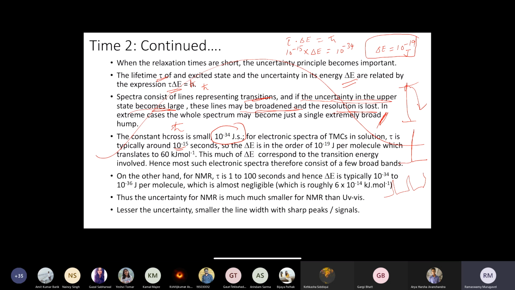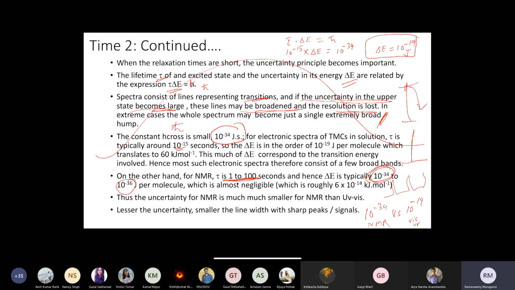point. On the other hand, for the NMR, the tau, the lifetime or the relaxing time, is typically 1 second to 100 seconds, and hence delta E typically drops to 10 power minus 34 to 10 power minus 36. So now we are talking about 10 power minus 34 for NMR versus 10 power minus 19 for electronic spectroscopy. This is NMR. This is UV visible spectroscopy. So the difference is about 10 power 15 joules.